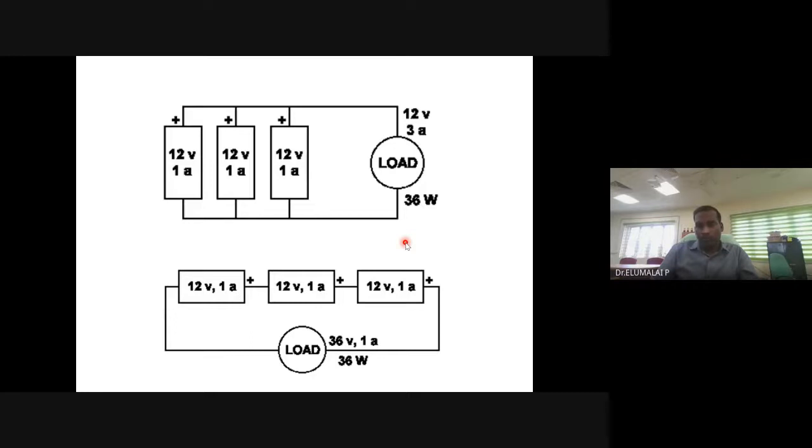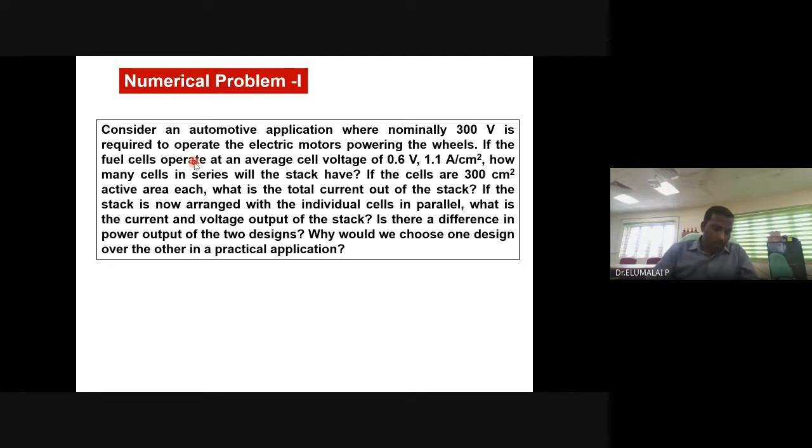Voltage needs to be met for the functioning of any device. So you select combinations either in series or in parallel. Sometimes a combination of series and parallel is also required. In this regard, I have some numerical problems, so you can take them down. I have already transmitted this content, so try to work them out.